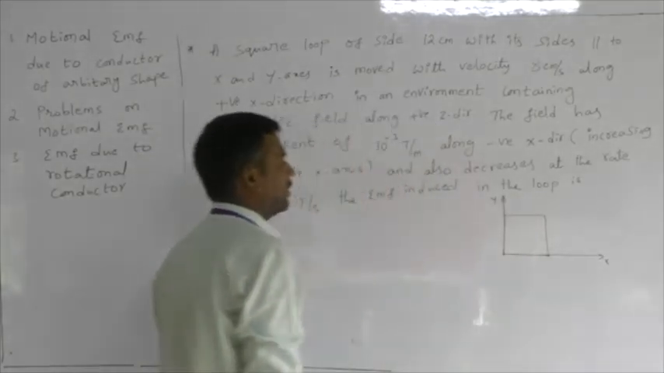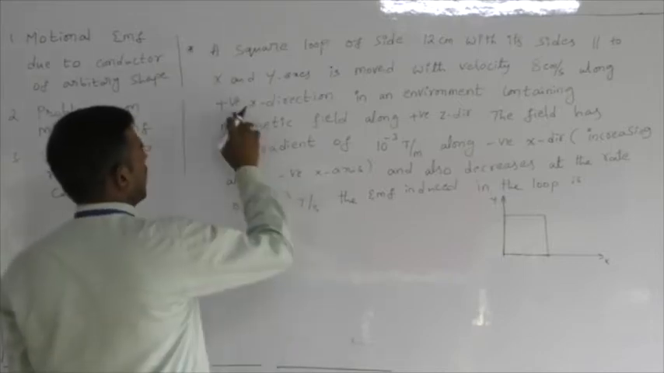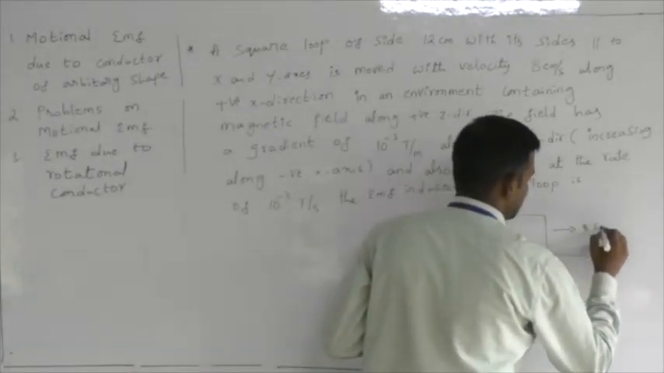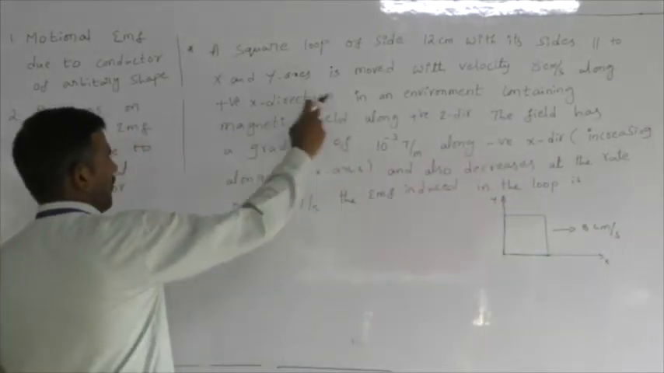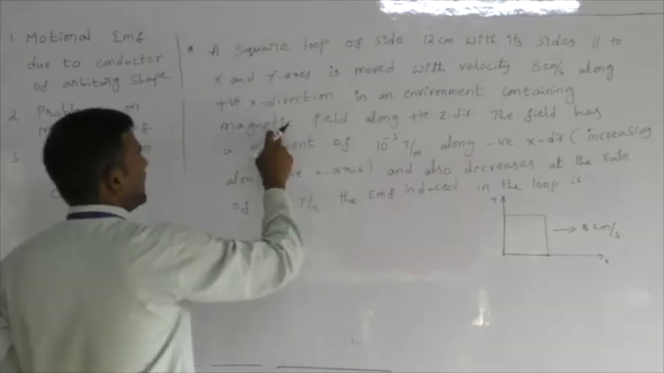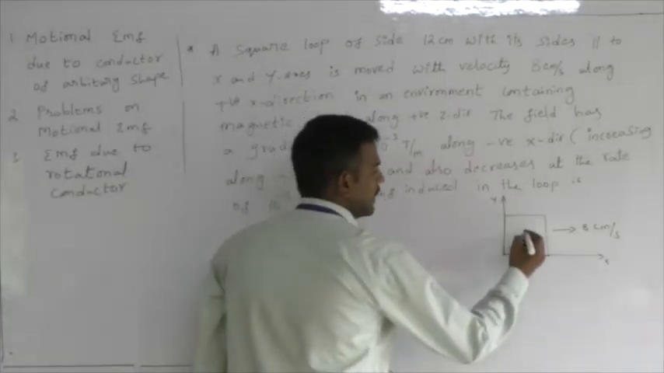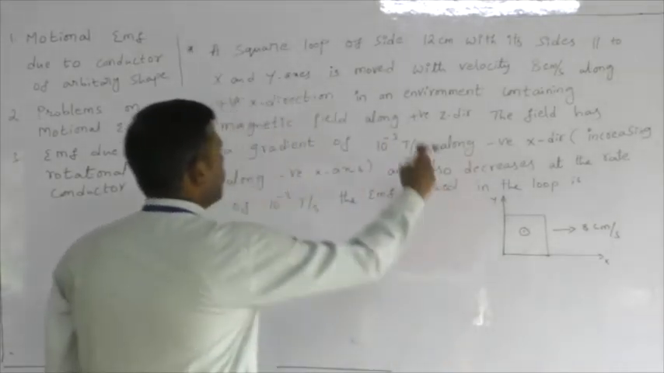With its sides parallel to x and y axis, it is moved with a velocity of 8 centimeter per second along the positive x direction. That means it is moving in this direction with 8 centimeter per second velocity, and in an environment containing a magnetic field along the positive z direction. That means it is out, like this, along the positive z direction.